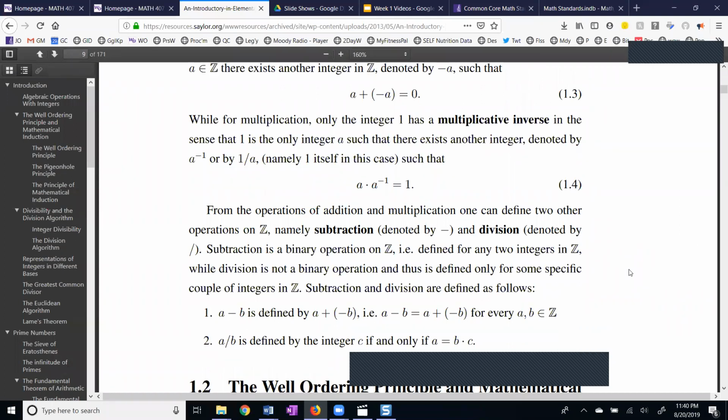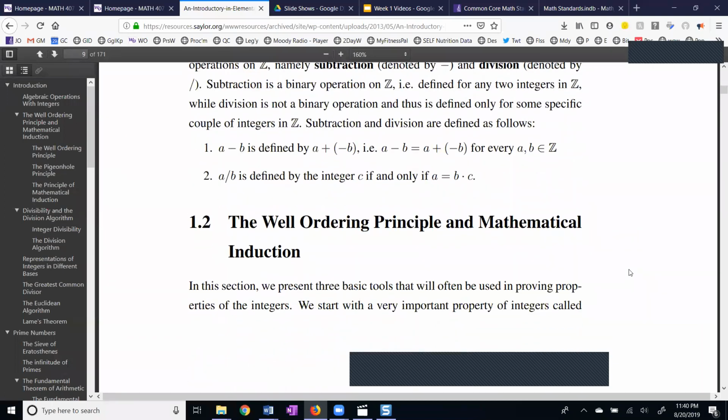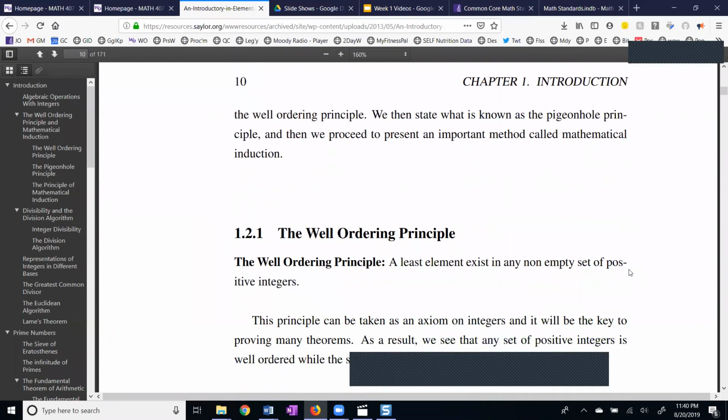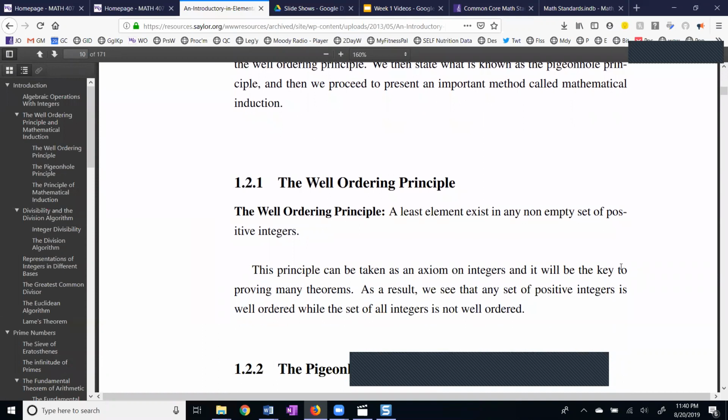Okay, I'm going to return to our textbook, and we're going to take a look here at the well-ordering principle. So we're going to be looking at the integers, but it's going to be the positive integers. So this could be stated as a property of the natural numbers, but the way our textbook author has written it, it's this property of the positive integers.